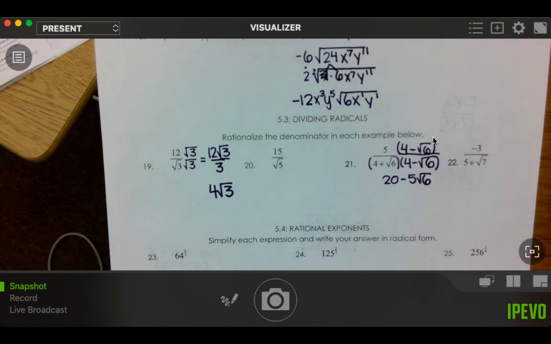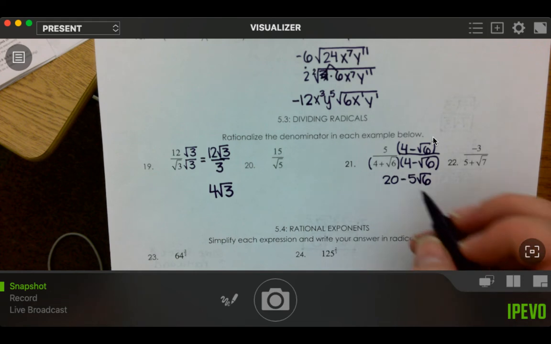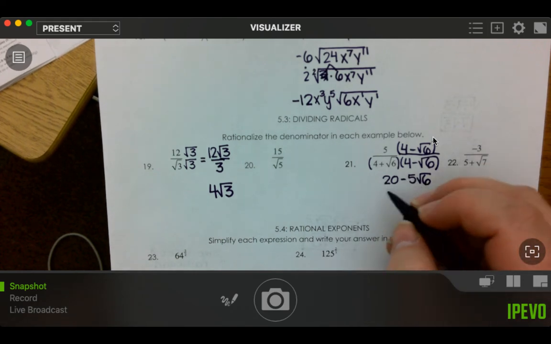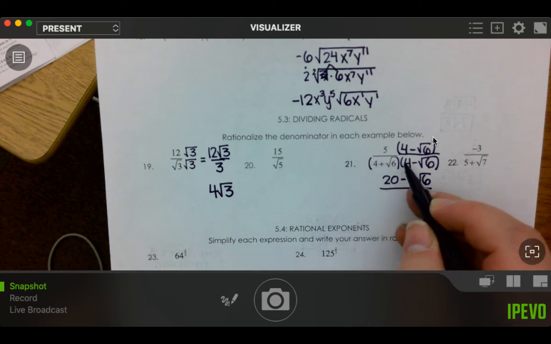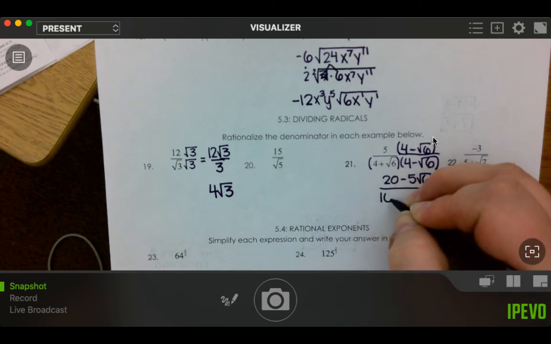I'm going to pause here to say something that you are not allowed to do. Make this 15. You can't make this 15 because this doesn't have a square root of 6 with it. But some of our brains want to do that. Resist that urge. These are just two separate things. And then on the bottom, 4 times 4 is 16.